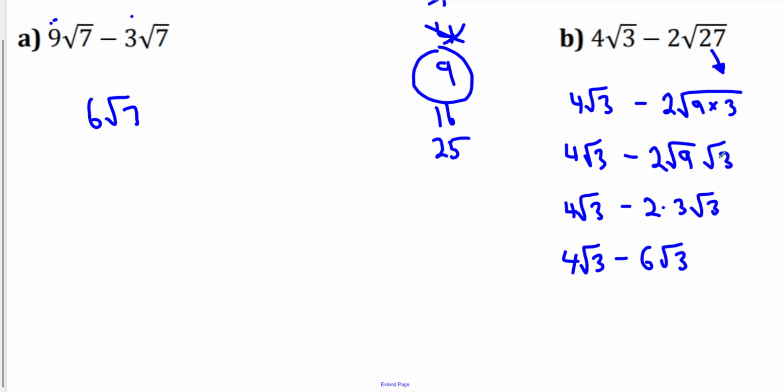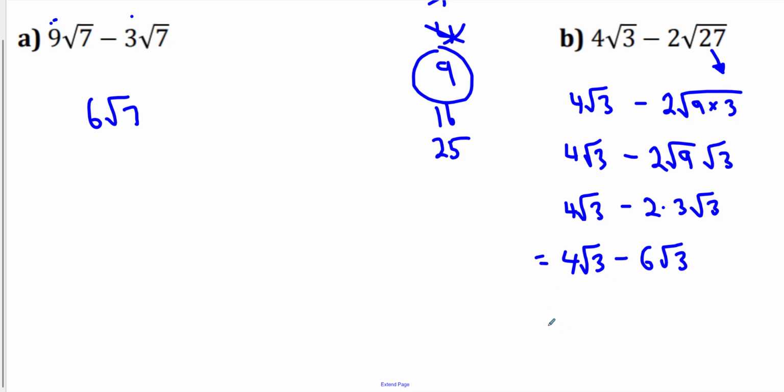All right, so hopefully you can see that this becomes 2 times 3. 2 times 3 is 6, so this is 6 root 3. And the initial first term was 4 root 3. So now clearly you can see that the radicals are exactly the same. It's a trick question here. Radicals are exactly the same, so I can now add or subtract.